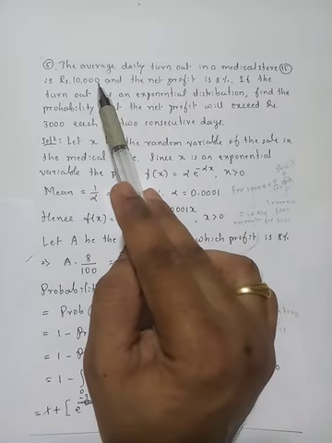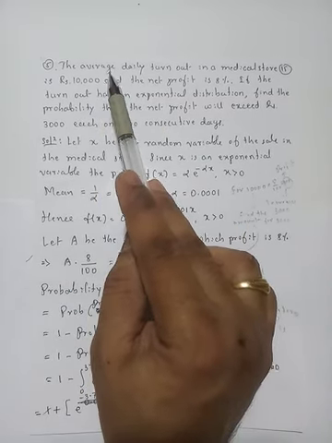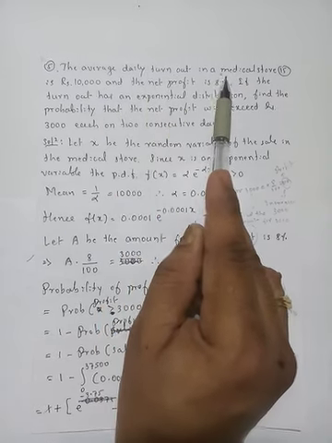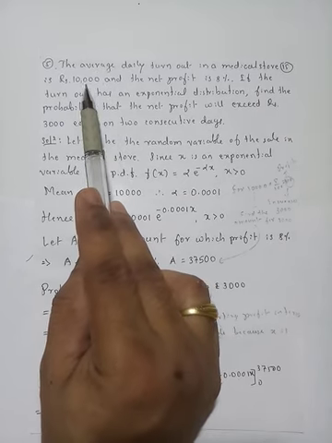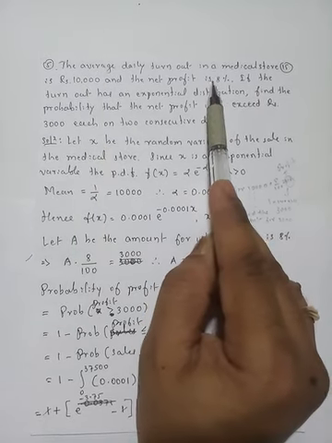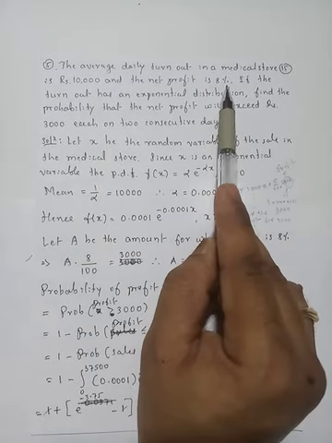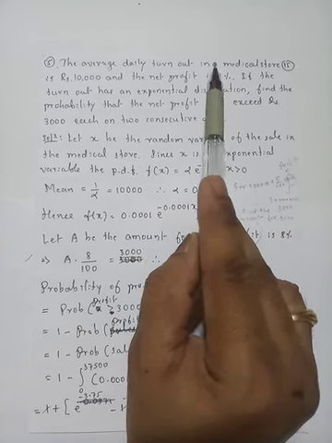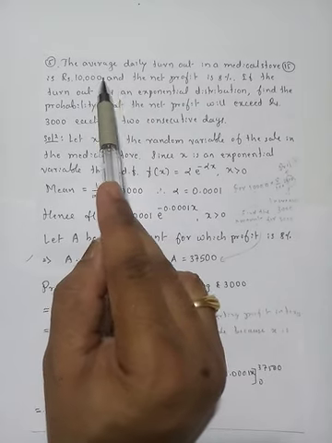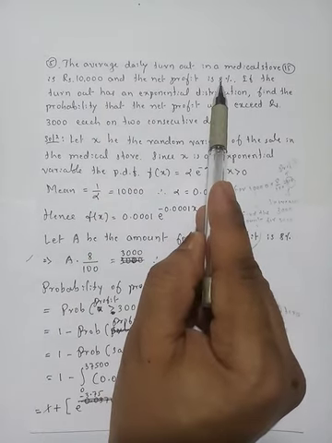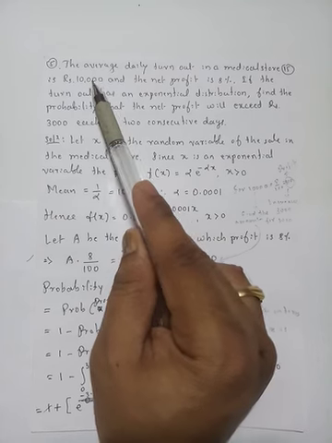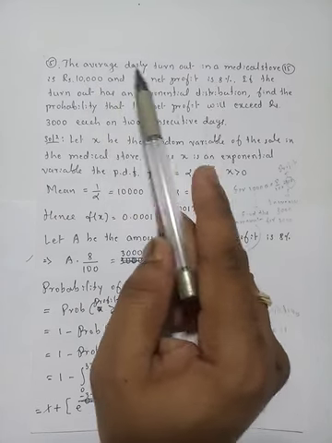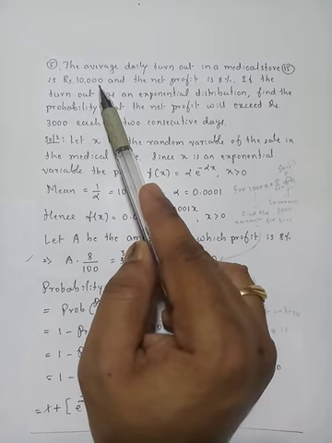This is what? Mean is given. The mean daily turnout in a medical store is 10,000, and the net profit is 8%. That medical store person is getting 8% of whatever the daily turnout is as profit. That means if the daily turnout is 10,000, he is getting 800 rupees profit.